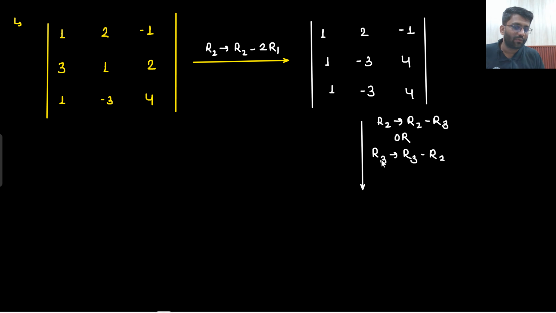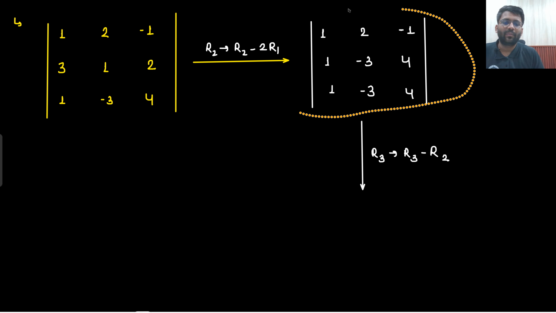Or what I can do, from this R3, I am subtracting R2. So one complete 0 row I will get. Are you able to understand this point? So I will apply one of the operations, that R3 is being replaced with R3 minus R2. So the same determinant I will be getting.